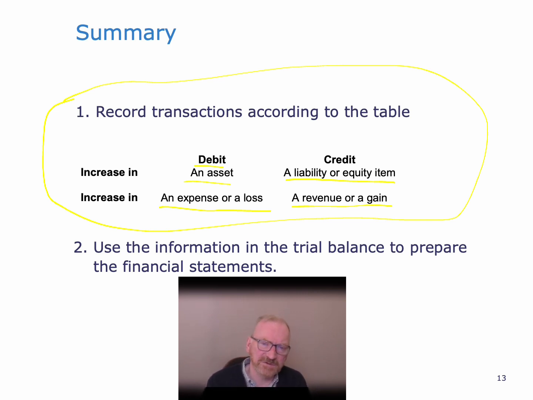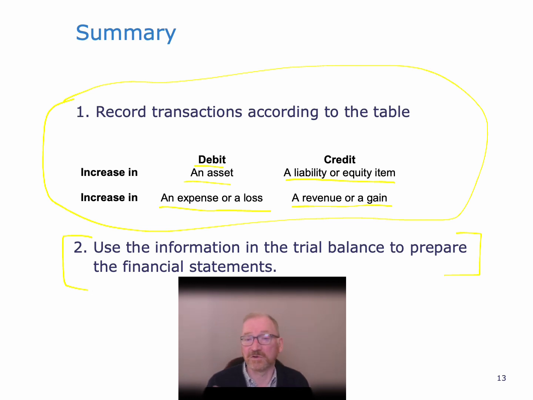Oftentimes it's easier. Most transactions have one side of them going to the balance sheet, and it's easier to think about that side first and then work out the other side, whether it's an expense or an income item. So you record all that, you extract the trial balance, and then you use the information in the trial balance to prepare the financial statements.